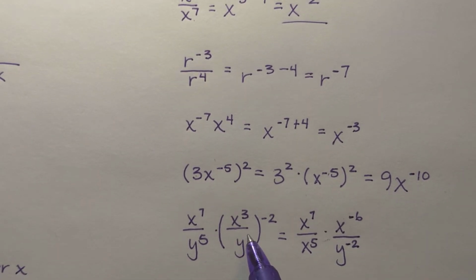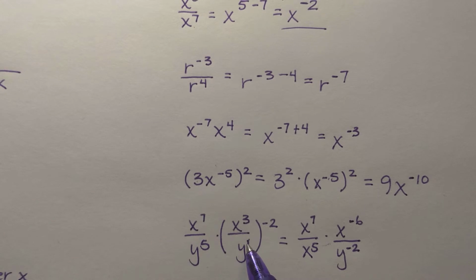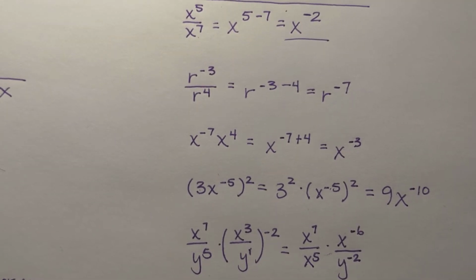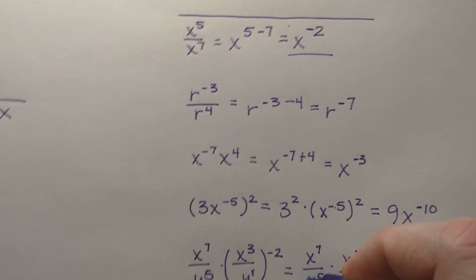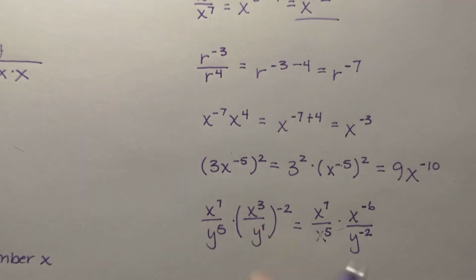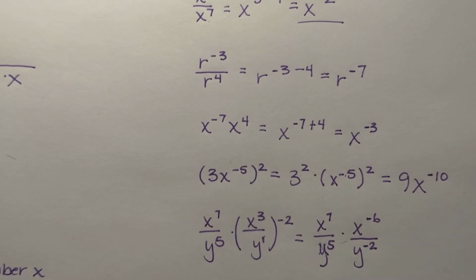So this is y to the 1st power, remember. So 1 times negative 2 is negative 2. Oops. I wrote x to the 5th on the bottom here instead of y. Didn't erase that very well, but good enough.